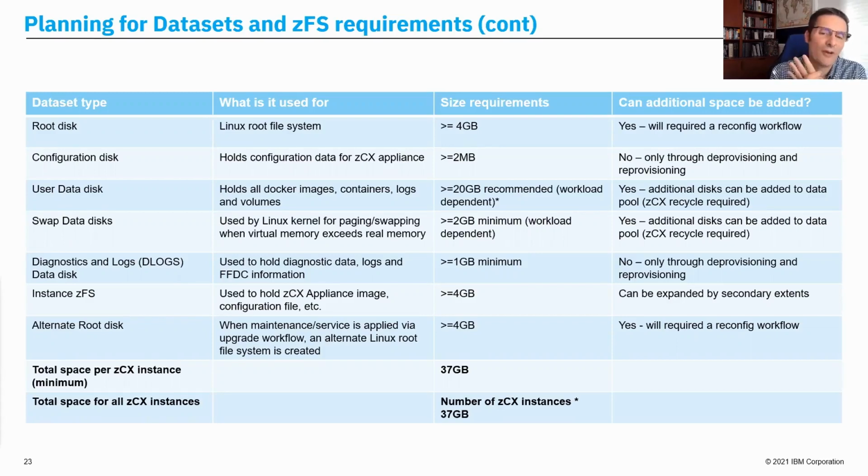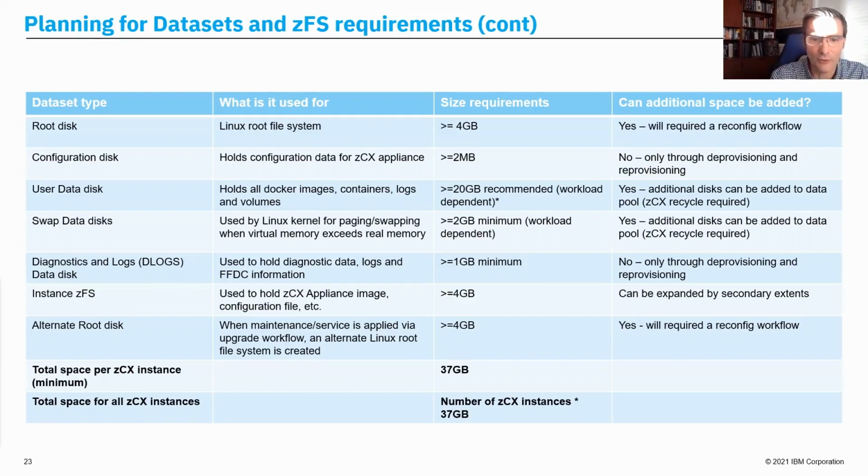Those numbers can vary pretty significantly depending on how many applications and what applications you have running. Some applications may be very huge. Some applications may store a lot of data. In that case, you're going to need to have a larger user data disk. Likewise, with swap data disks, based on that calculation we did just a little while ago, you may have a smaller or larger data disk.